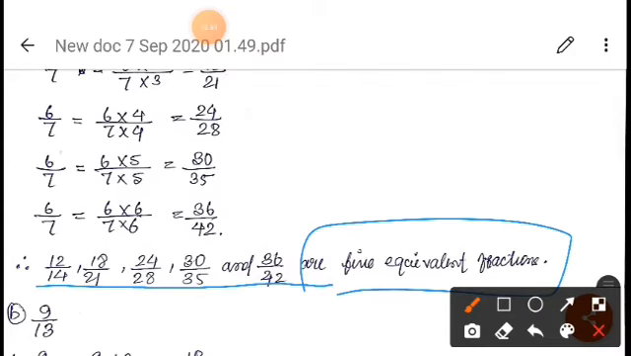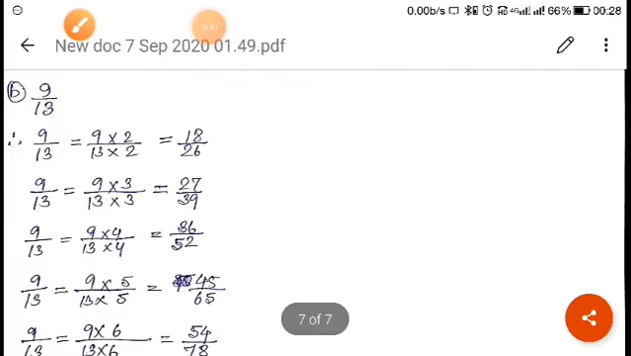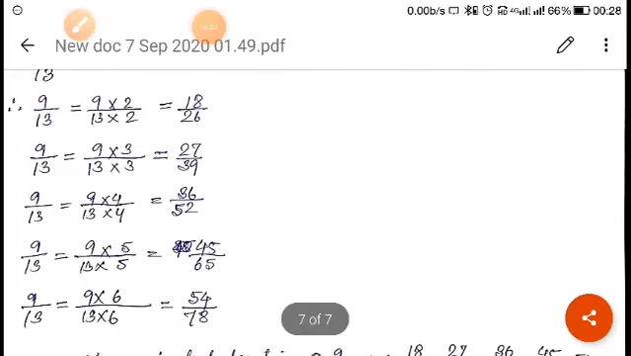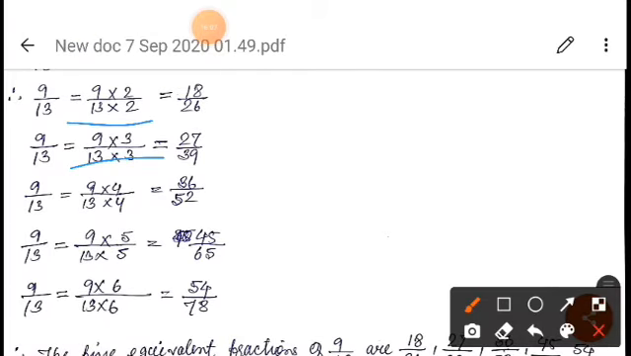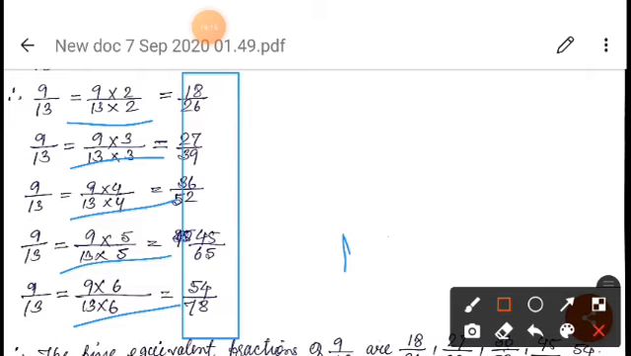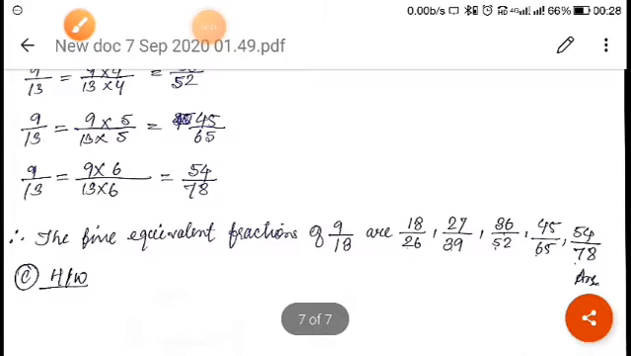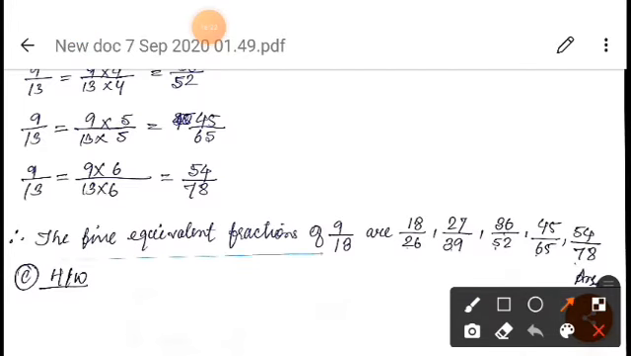Okay, now the next question, number 2, is also the same. As you can see, 9 by 13, we have to find the 5 equivalent fractions. So first of all, we have multiplied this with 2 by 2, after that 3 by 3, after that 4 by 4, 5 by 5, 6 by 6. Okay, so this is our 5 equivalent fractions. So what we can write here, the 5 equivalent fractions are 18 by 26, 27 by 39, 36 by 52, 45 by 65 and 54 by 78. I hope you have understood this.